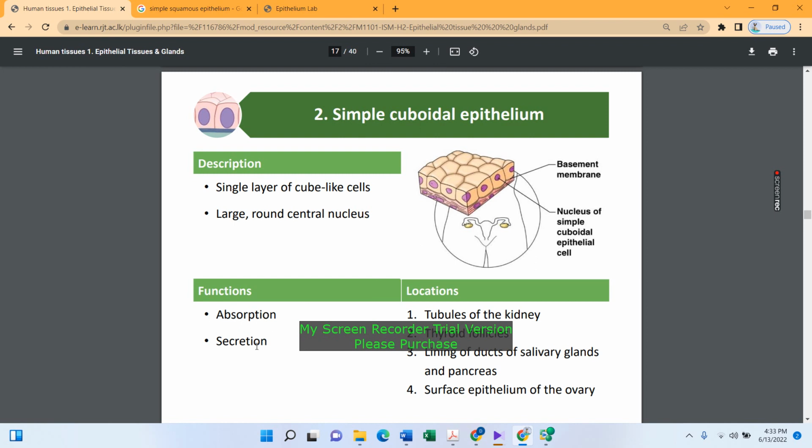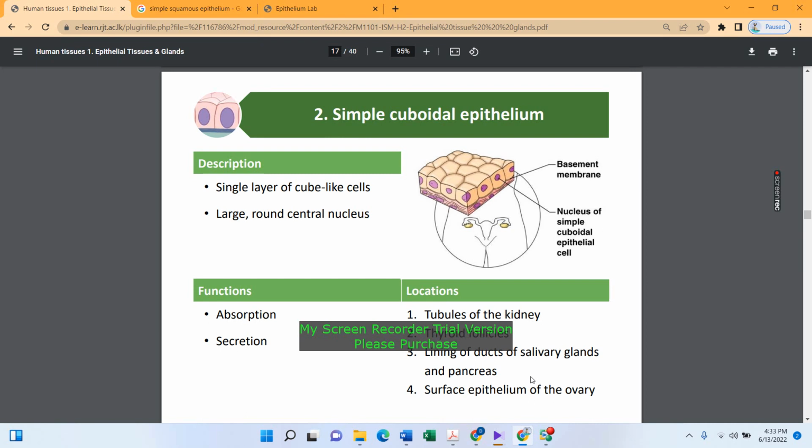So absorption and secretion, they are found in the tubules of the kidney. In the tubules of kidneys, both absorption and secretion are done. Because of that, simple cuboidal epithelium is found in tubules of the kidney and also in thyroid follicles. Thyroid follicle is a gland that secretes thyroid hormones, so that's a place where secretion is done. Because of that, thyroid follicles are also composed of simple cuboidal epithelium, and also the linings of ducts of salivary glands and pancreas, and the surface epithelium of the ovary.